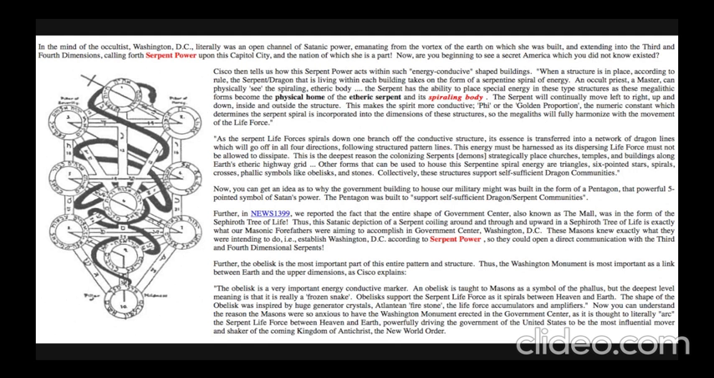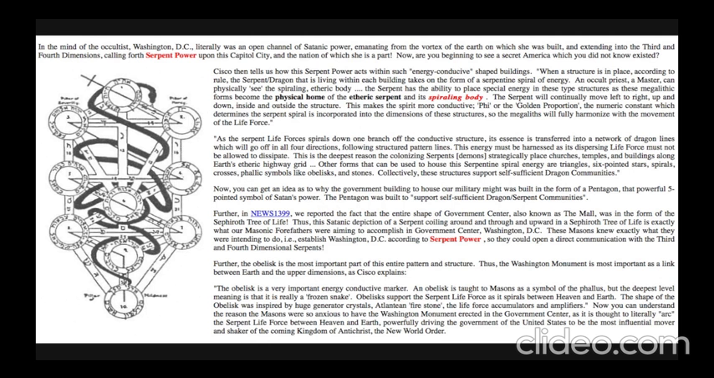Other forms that can be used to house this serpentine spiral energy are triangles, six-pointed stars, spirals, crosses, phallic symbols like obelisks, and stones. Collectively, these structures support self-sufficient dragon communities. Now, you can get an idea as to why the government building to house our military might was built in the form of a pentagon, that powerful five-pointed symbol of Satan's power. The Pentagon was built to support self-sufficient dragon serpentine communities.